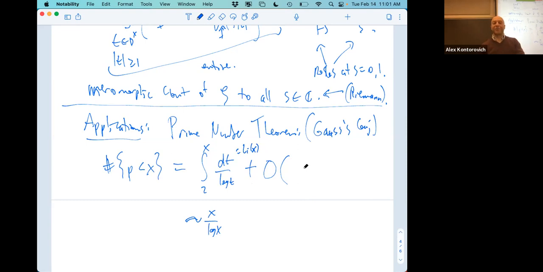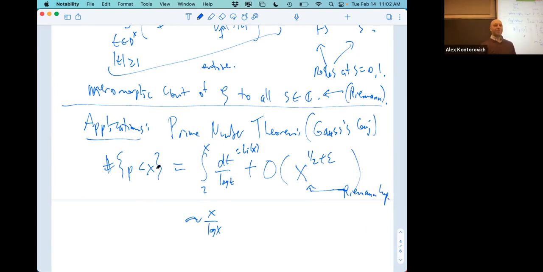Okay, and the error term, right? So the error term, we would really love to say something like this. This is the Riemann hypothesis. And what does this mean?